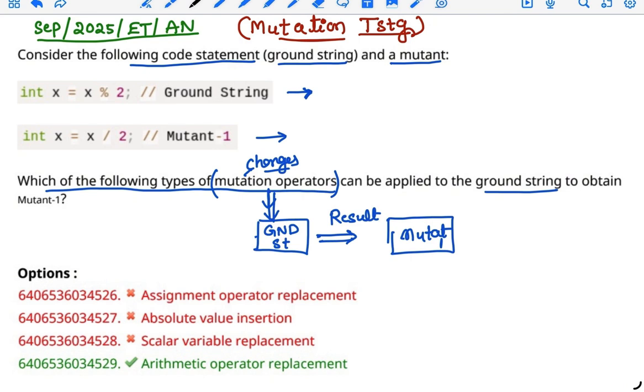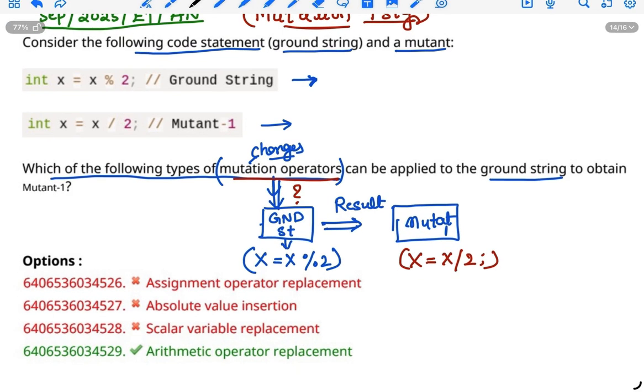So in the question, this is given: int x equals x % 2, that is the ground string, and the result is also given in the question, that is x equals x / 2. But what they are asking is which mutation operators. They are asking what the mutation operators are. There are 4 options in the question.